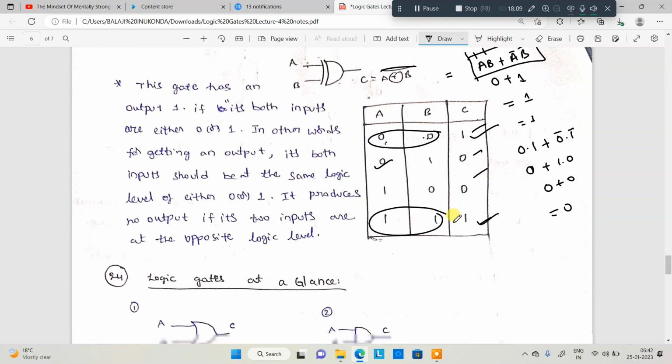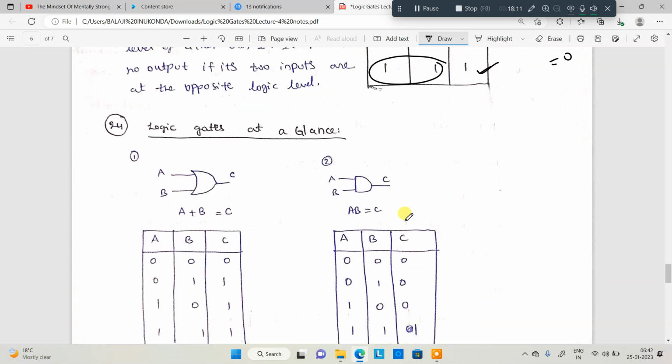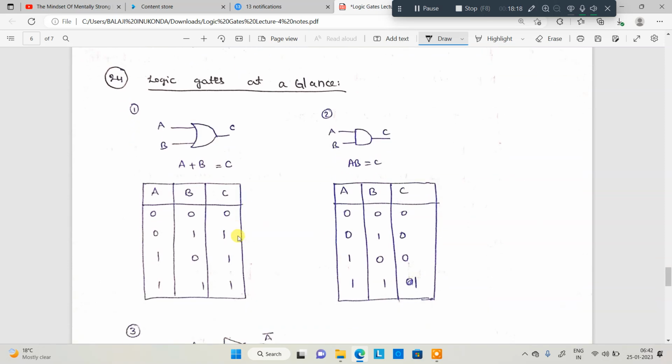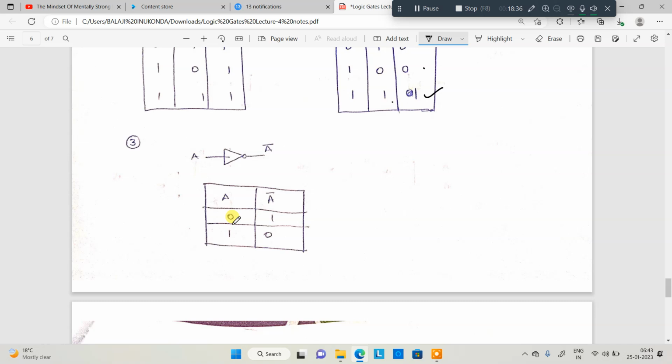A B bar plus A bar B. Coming to the logic gates at a glance, that means all logic gates truth tables I will provide here. So for the OR gate, A plus B, this is the truth table. Only when both the inputs are 0, the output is 0. In all other cases, you will get the output 1. Coming to the AND gate, only when both the inputs are 1 will you get 1. In all other cases, you will get 0. Next, the NOT gate: input is 0, output is 1; input is 1, output is 0.